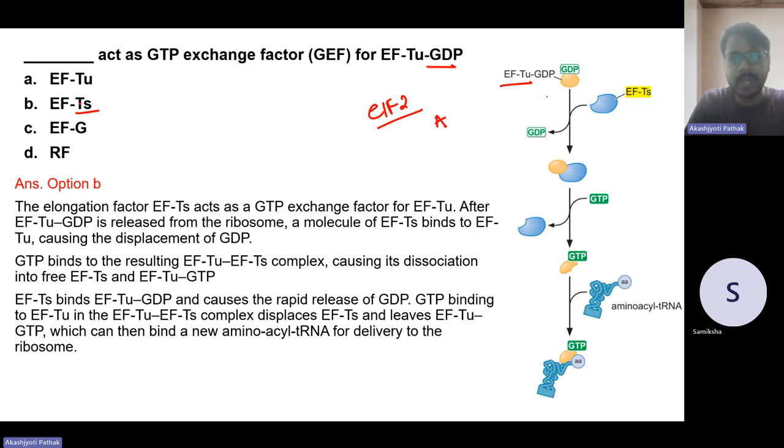So this EF-Tu, when it is bound to GDP, cannot recruit. This GDP has to be displaced so that this EF-Ts can bind. Now, once the EF-Tu complex is bound to GTP, this EF-Ts is displaced, and now this EF-Tu can recruit the next tRNA. So these are the subsequent tRNAs which will be recruited in the elongation step. Okay.